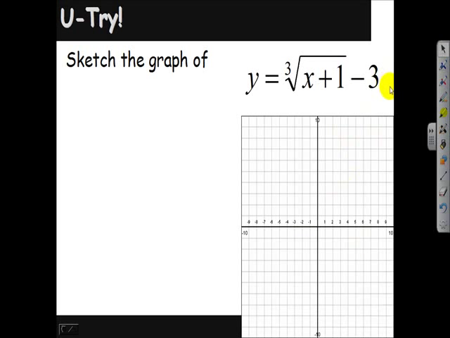Here's one for you to try. Go ahead and pause the video, give this a try, graph that cube root function. And then when you're ready to check yours with the software that generates here, press play.